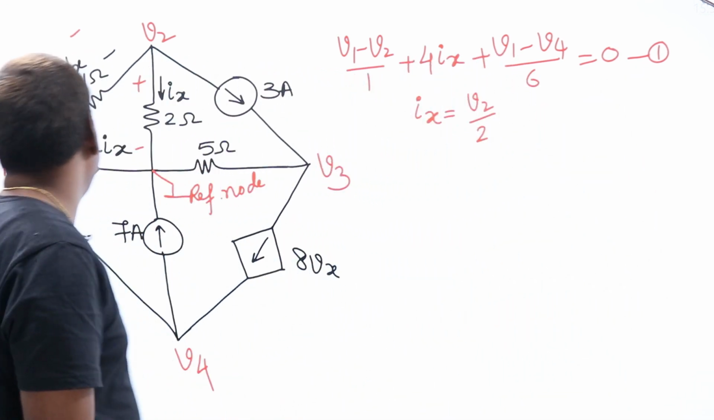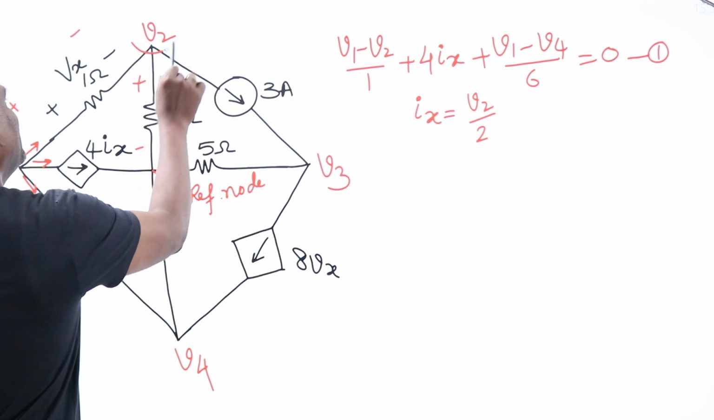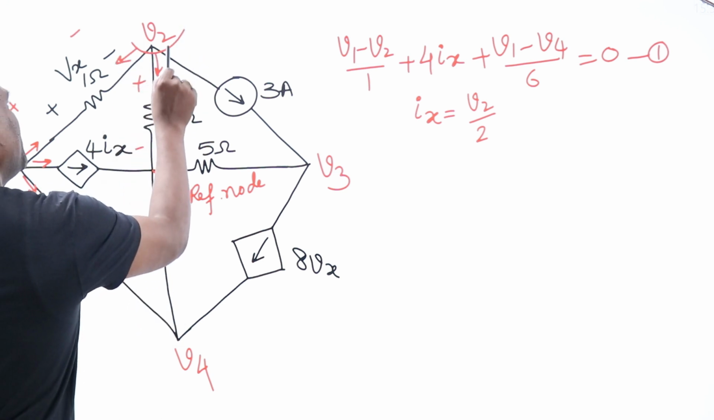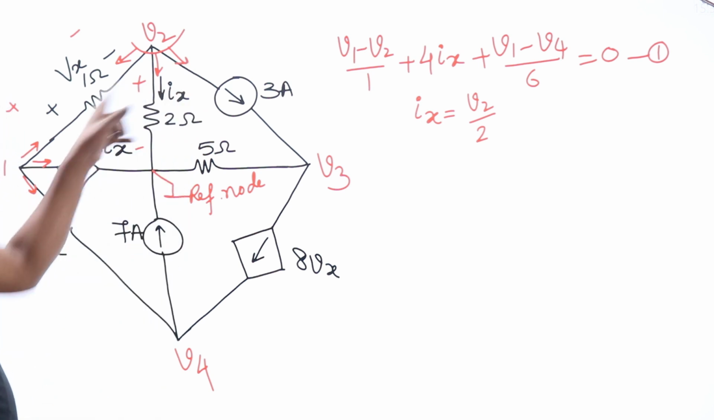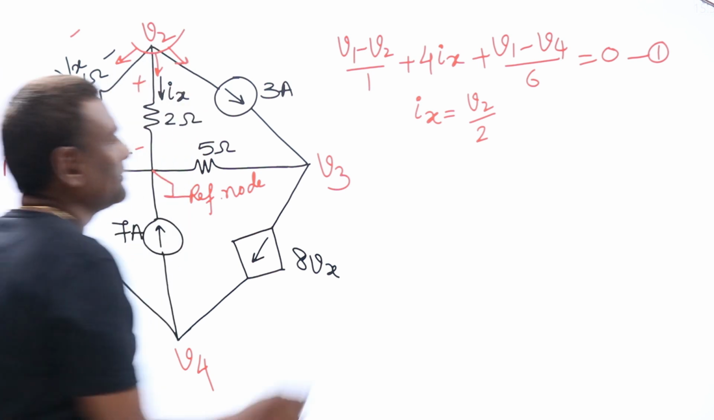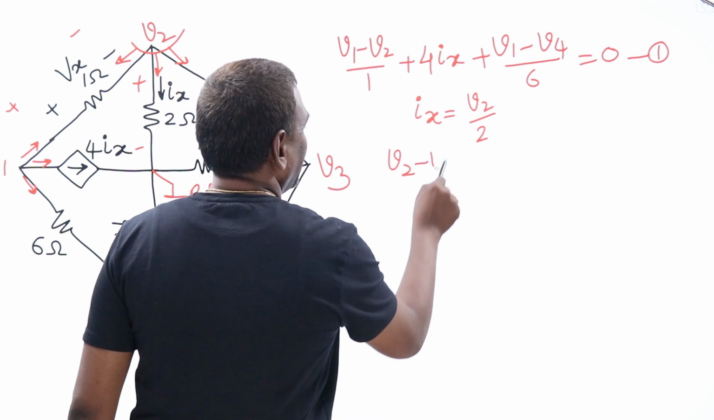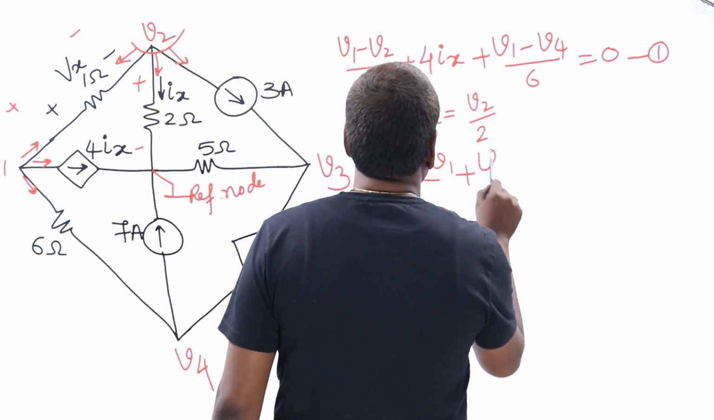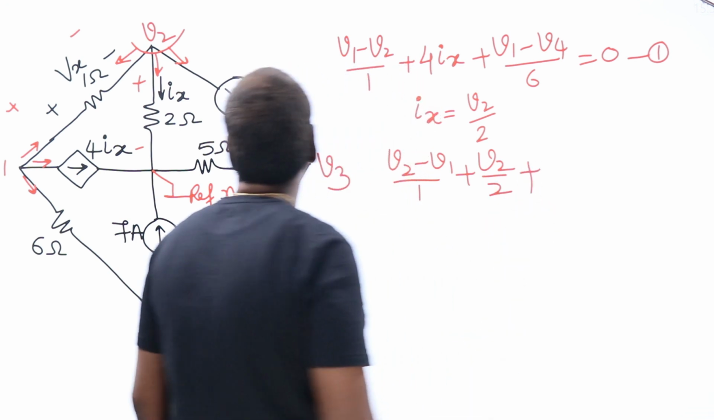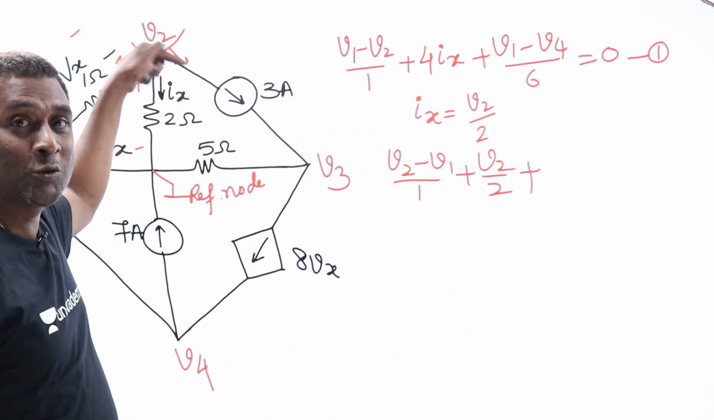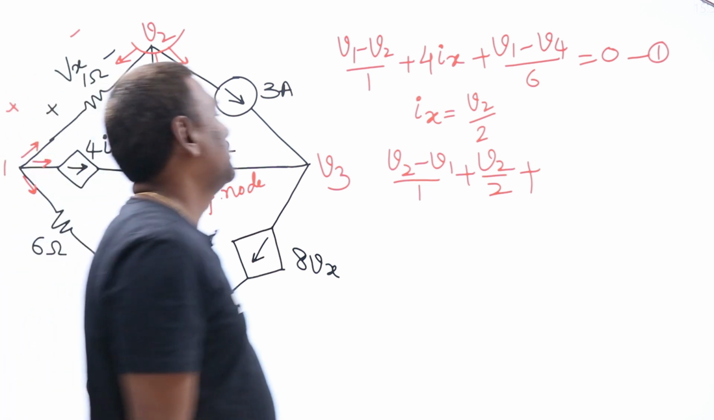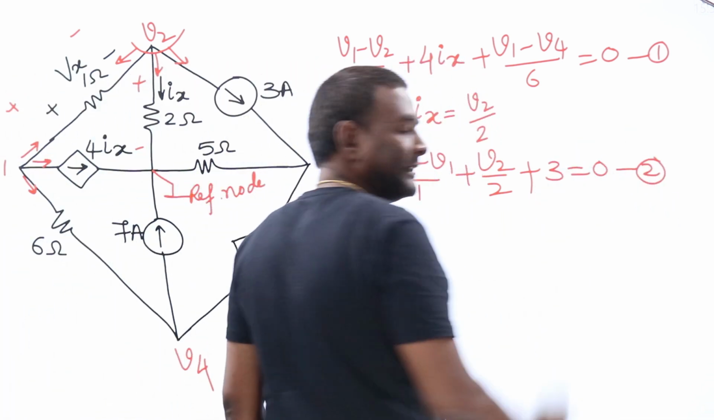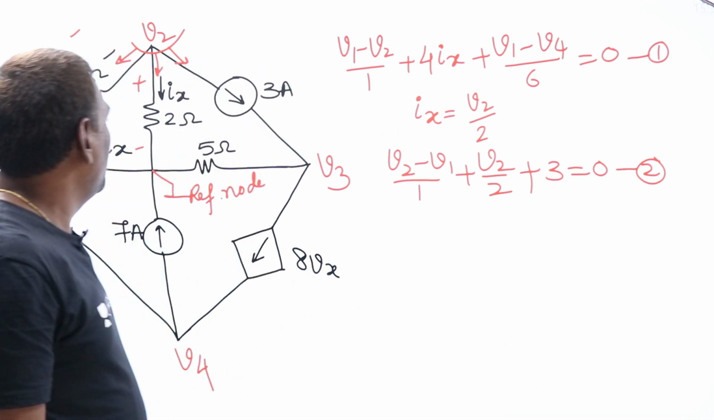Now, let us think of the second equation. We have to apply KCL here. So, current leaving through this plus current leaving through this plus current leaving through this should be 0. So, current leaving is going to be V2 minus V1 by 1, plus current leaving through this is V2 by 2, plus current leaving through this, the current source is already known, plus 3 equal to 0. Second equation.